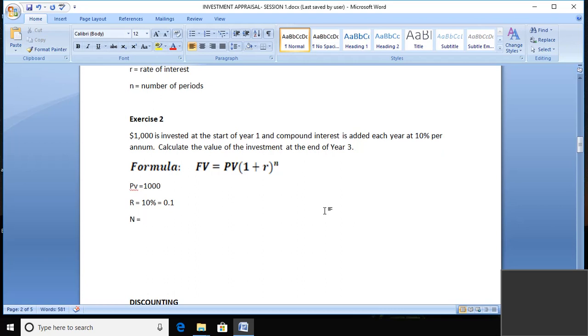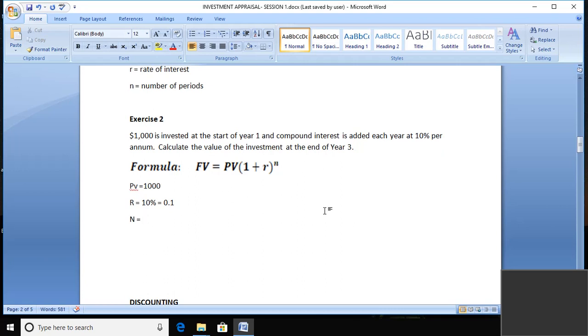And if you do that, R must also be adjusted. So if interest is calculated every quarter, R, which is 0.1, will be divided by 4 to bring it down to the quarterly period. I hope in one of the sessions, or when we come to the revision, we'll deal with more questions that involve compounding in periods less than a year. But let's continue with this one.